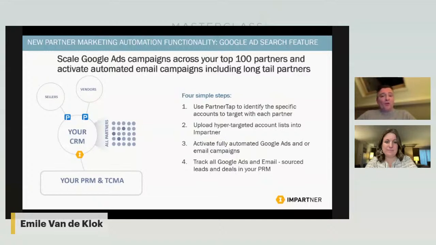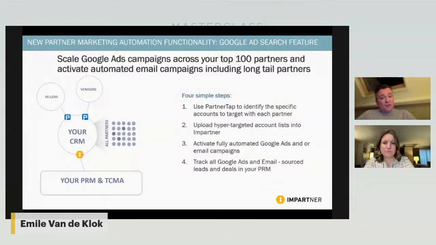You can do the same with the automated email campaigns. You can even include your full long tail, right? If you've got your top partners, let's say these are 200-300 partners, and then you've got the 19,000 or 20,000 long tail partners, you can include them as well. And that makes it very, very scalable.